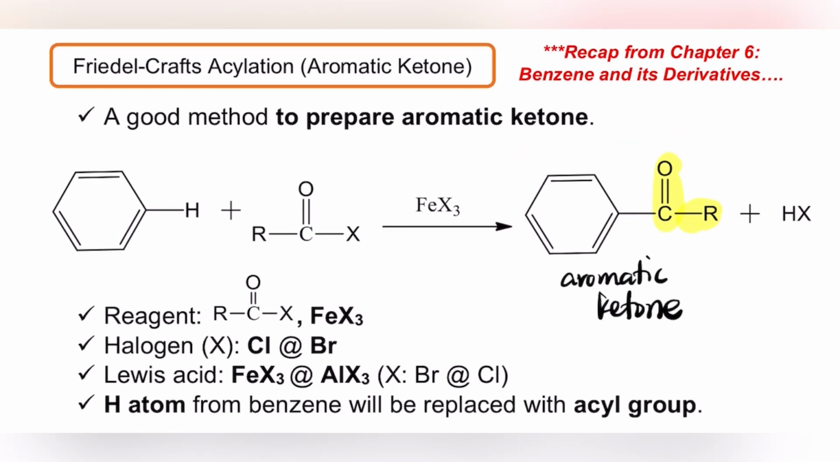So after this, if I mention aromatic ketone or aromatic aldehyde, just remember the functional group must be attached to the benzene ring directly. In Friedel-Crafts acylation, the reagents that you have to use are acyl halide with Lewis acid. So it depends on which halogen that you want to use. It must be the same for this X.